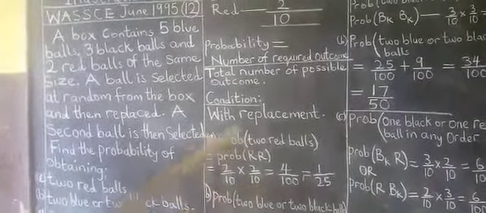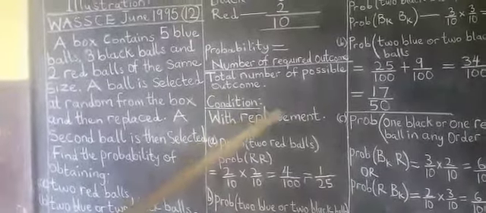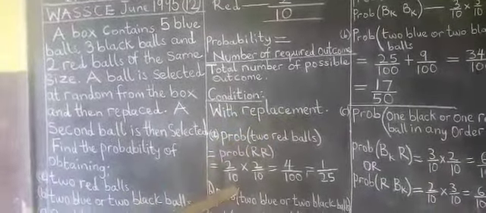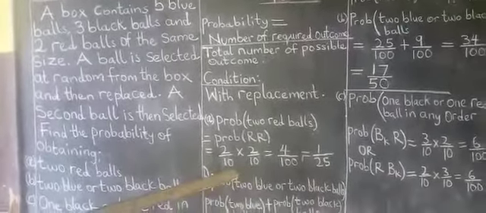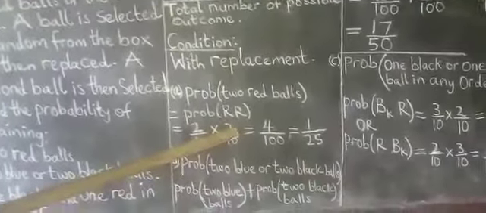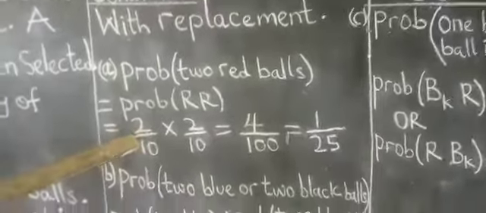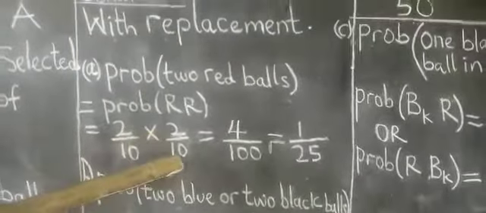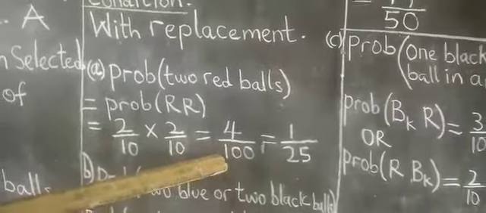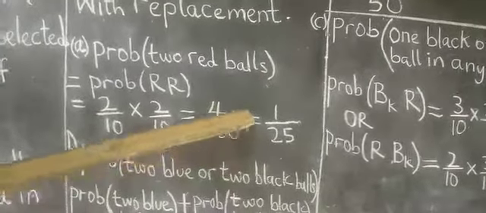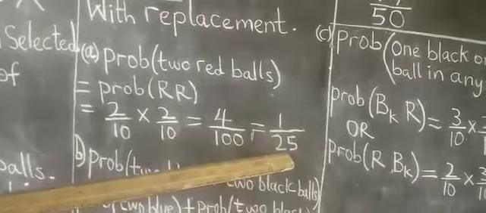Why? Simply because the condition is with replacement. Since it is with replacement, the denominator does not reduce, neither does the numerator. So this gives 2 over 10 times 2 over 10. The result is 4 over 100. Then that can be reduced to the least term, 1 over 25.